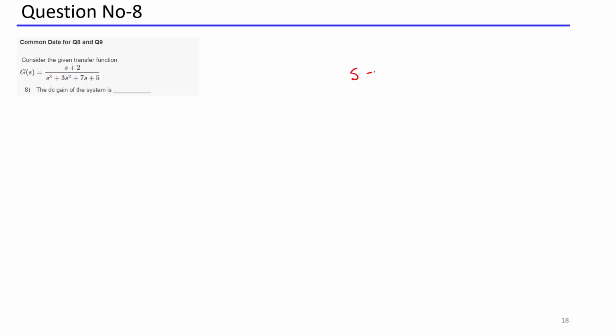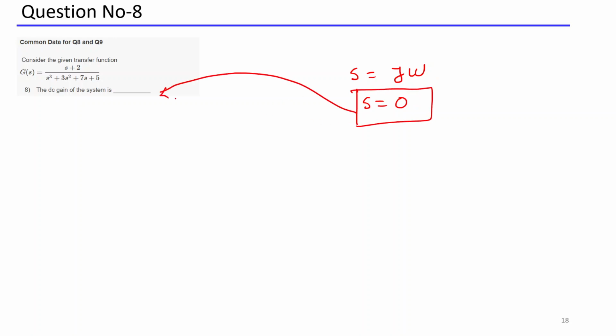Frequency means s is equal to j omega. So you just put omega equal to 0, which means frequency is 0, so s is equal to 0. When you put s equal to 0 in this system, your G of s becomes 2 divided by 5, which is 0.4. So the DC gain of the system is 0.4.